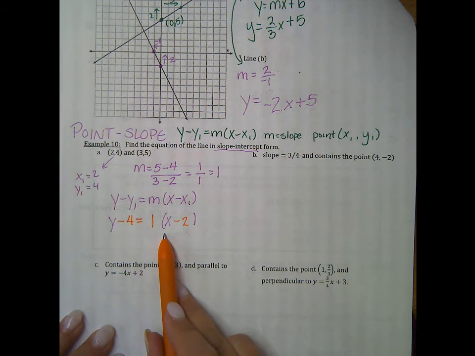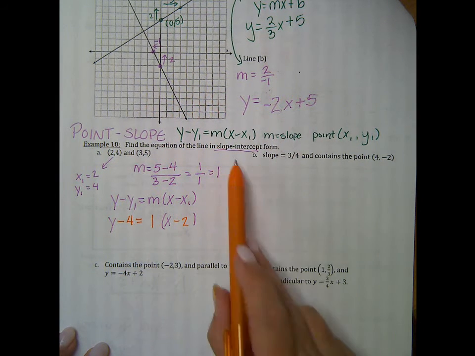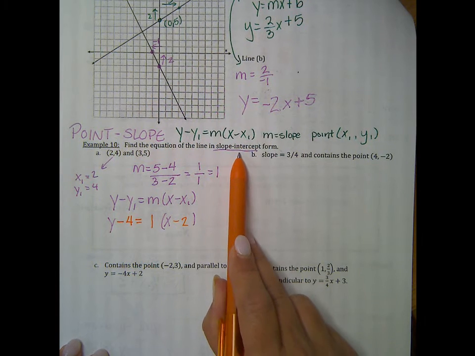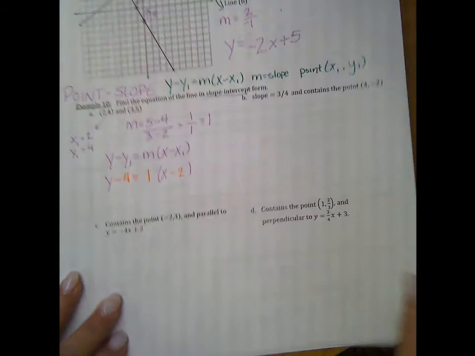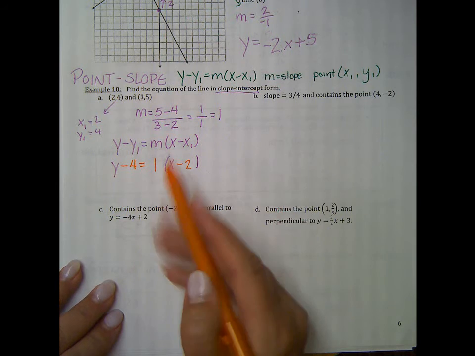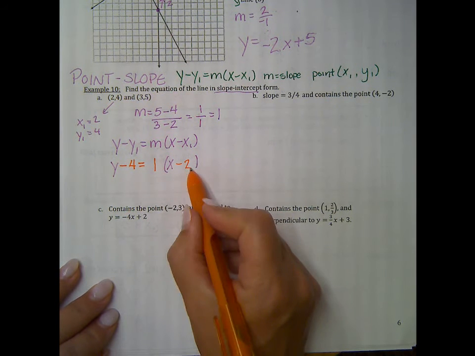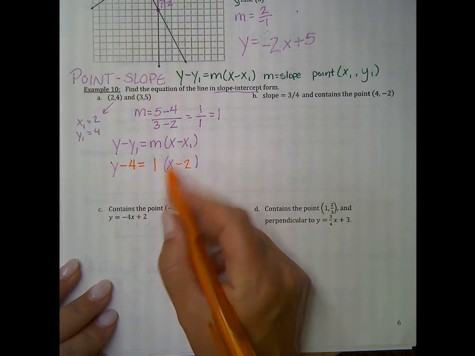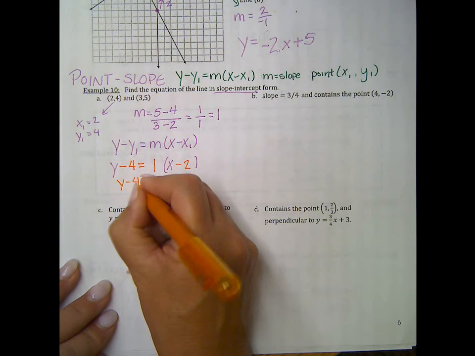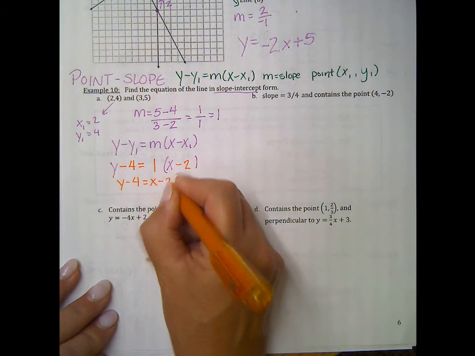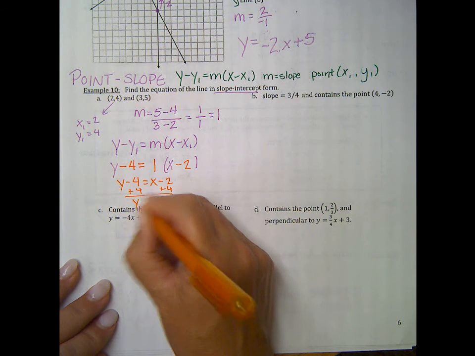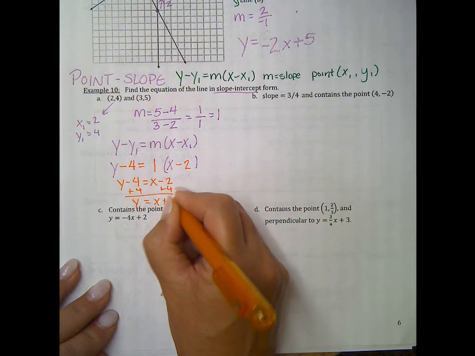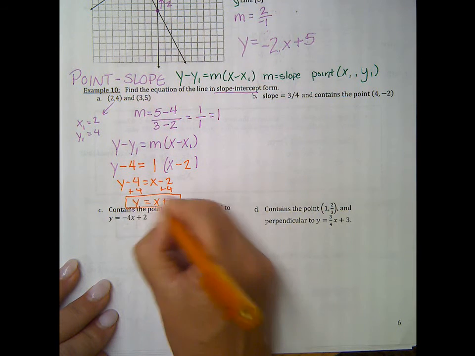So that is the equation of a line, and now we move it to the slope-intercept form, whatever form they ask for. So we want slope-intercept form as y alone. So we distribute if we have to here, but we really don't have to because that's just a 1. So we have y minus 4 equals x minus 2. We add 4 to both sides, and we get y equals x plus 2, and that's the equation.